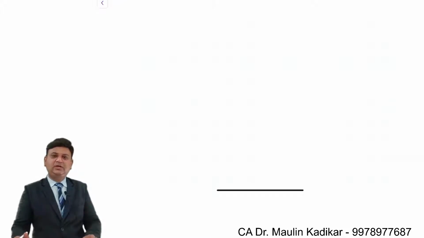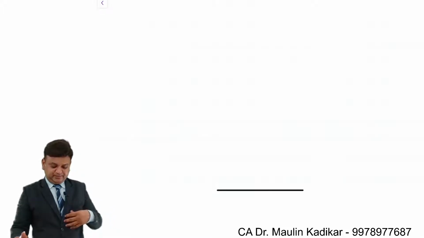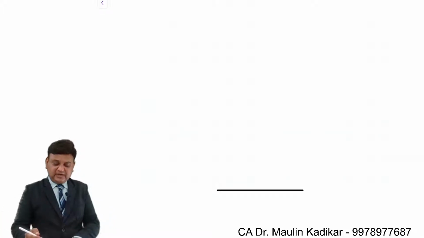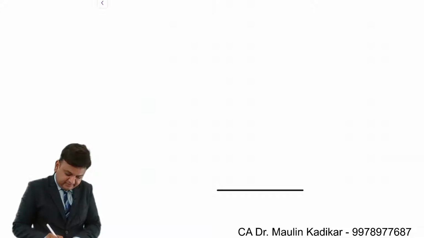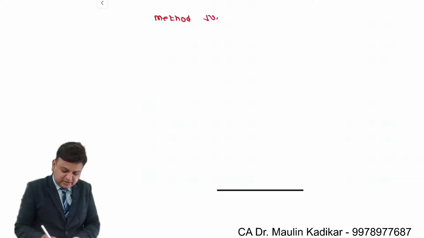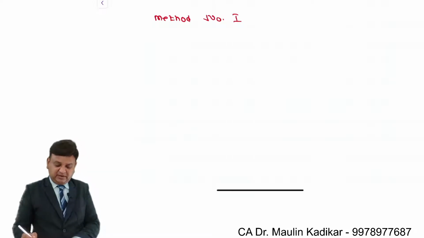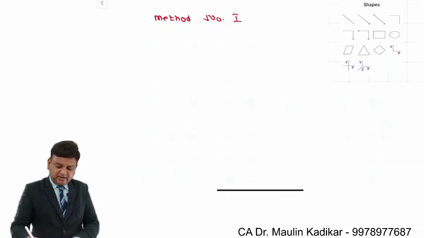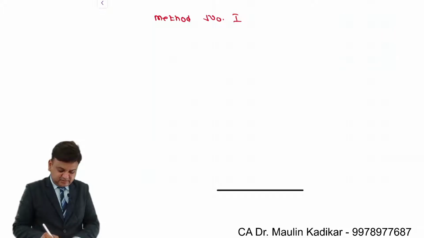Dear students, over here, the question is providing the information that you are going to appoint a technical consultant for a time period of 3 years. Now, for the purpose of making payment, we have two options. So let us see how we can take decision. There are two methods by which we can take decision. Method number 1. In that method, let us understand how we will take decision.